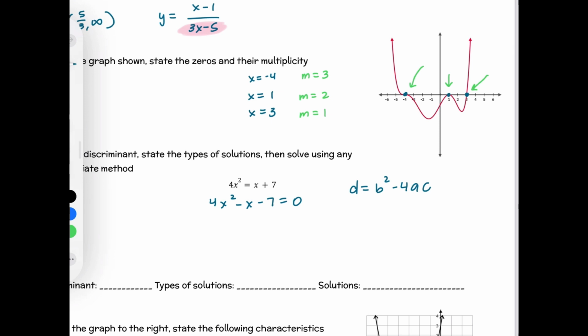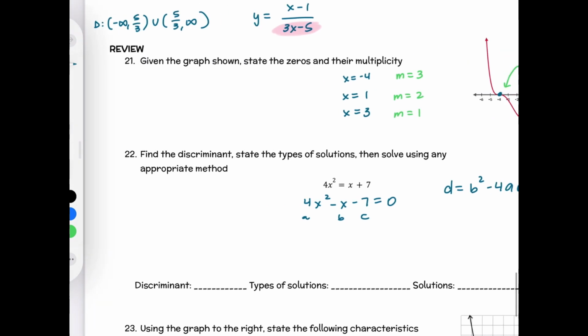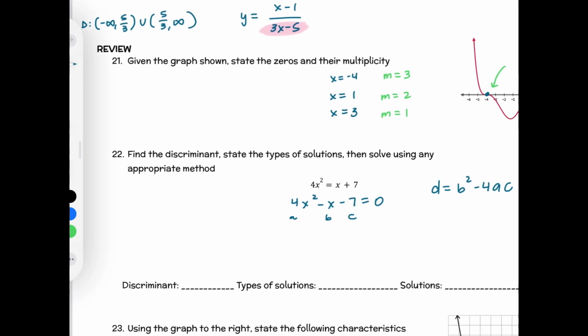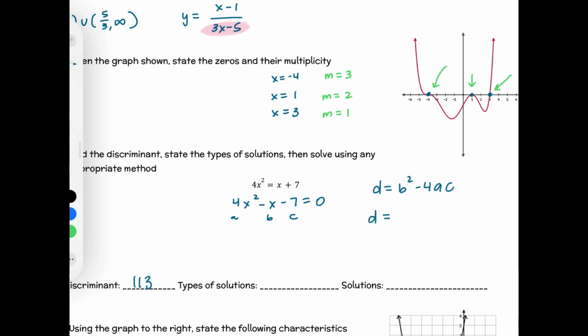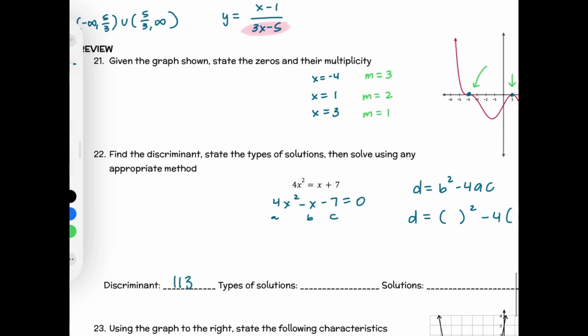So A, B, and C in that order. So plug those in. Remember, it's the numbers in front of x. It's not the variable. So x is not included in this. Your discriminant should be 113. So I want to see you have plugged it in. So you should have something written on your paper that looks like this. And you fill those in. You do that work.